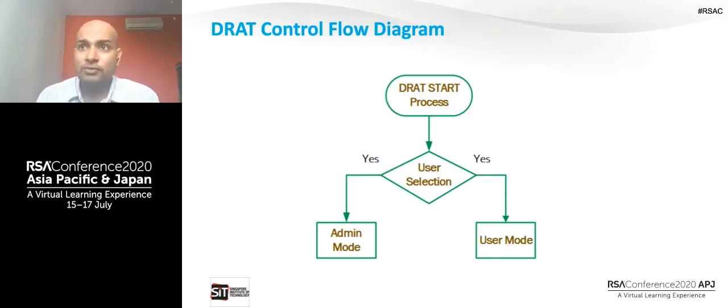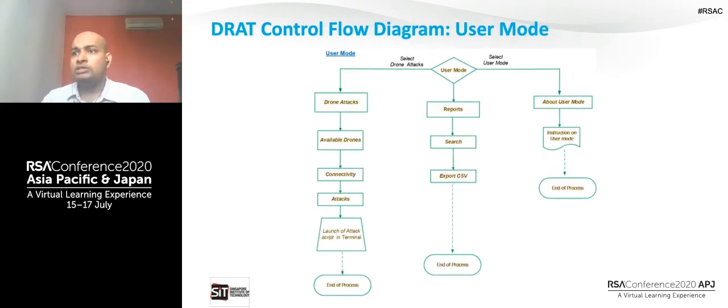So the control flow diagram of DRAT looks like this. There are two different modes, a user mode and an admin mode, as we discussed earlier. The user can select which mode they want the platform to work in, and once they have selected, it will go into that mode. In the user mode, there are three different routes that the user can take. Number one is about the tool itself. It's mostly an informative page that helps you understand what this tool is about, who developed it, what the licensing of this drone attack framework is, and how to use and install it, the README file, etc., can be found there.